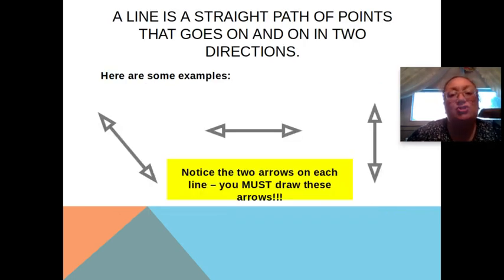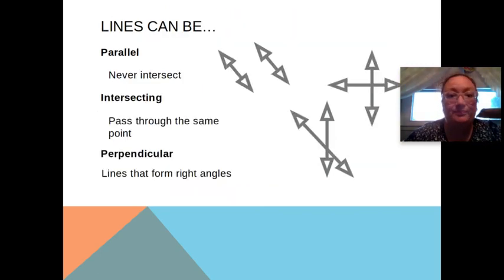A line is a straight path of points that goes on and on in two directions. So here are some examples. Notice that they are straight lines, and each one has an arrow on the end. Okay, if you don't have arrows on the ends, it's not a line. If it's not drawn completely straight, it's not a line. So you need a straight edge to create a line, boys and girls.